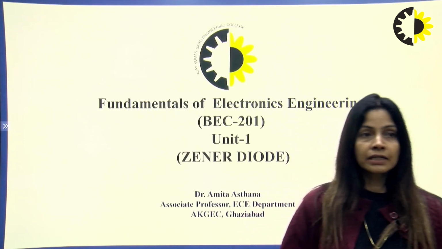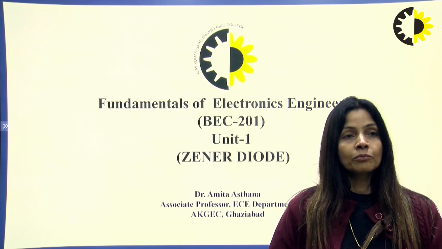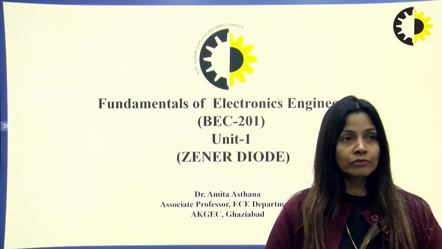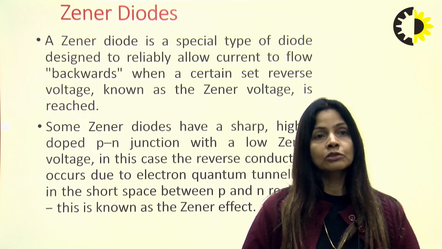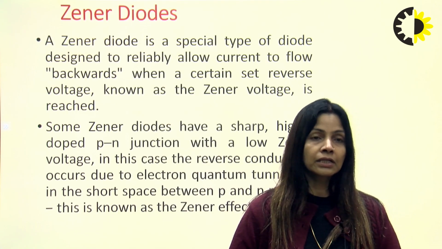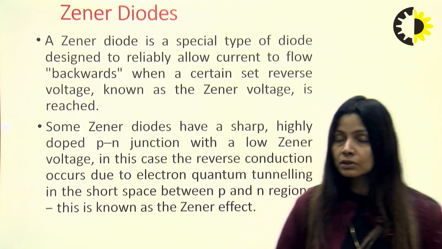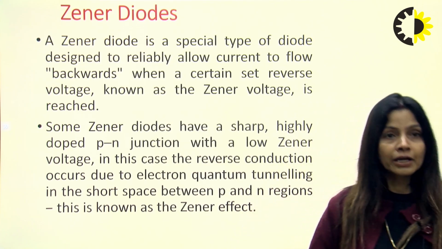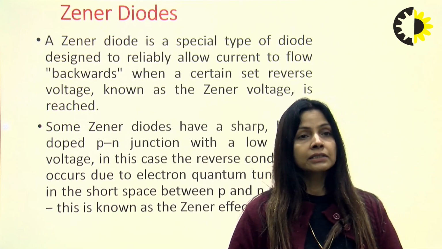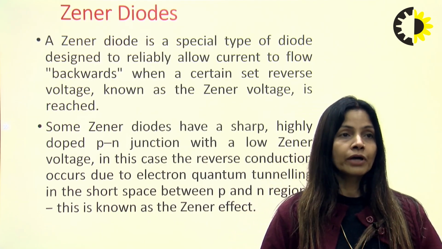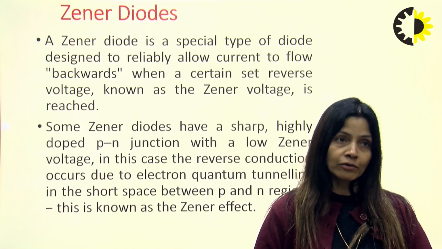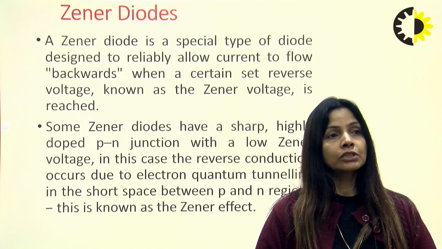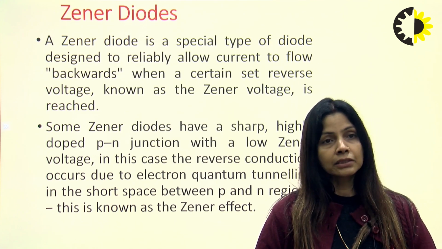So here we will study the Zener diode from Unit 1 of BEC 201, Fundamentals of Electronics Engineering. First of all, we will understand what a Zener diode is. The Zener diode is a very special type of diode which allows current to flow backwards when a set reverse voltage is applied, right?